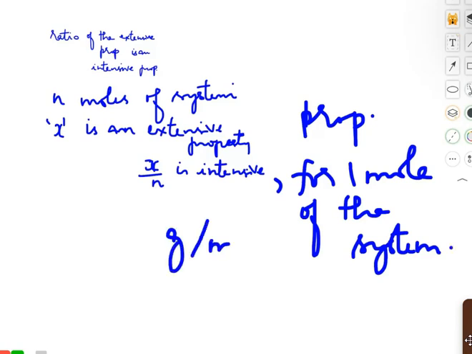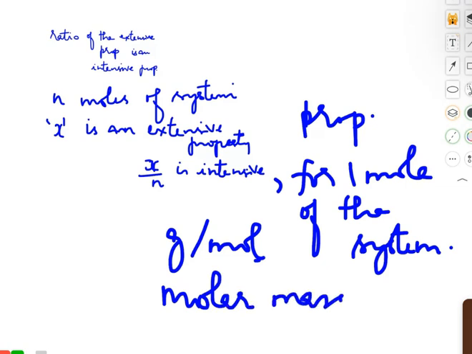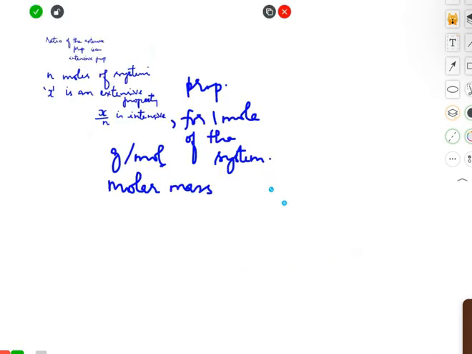Grams per mole gives, in 1 mole, how many grams are associated. Likewise, we can also say molar volume. We call it molar mass, isn't it? Number of mass grams per mole is nothing but molar mass. Similarly, you can also call molar volume. What is a molar volume?